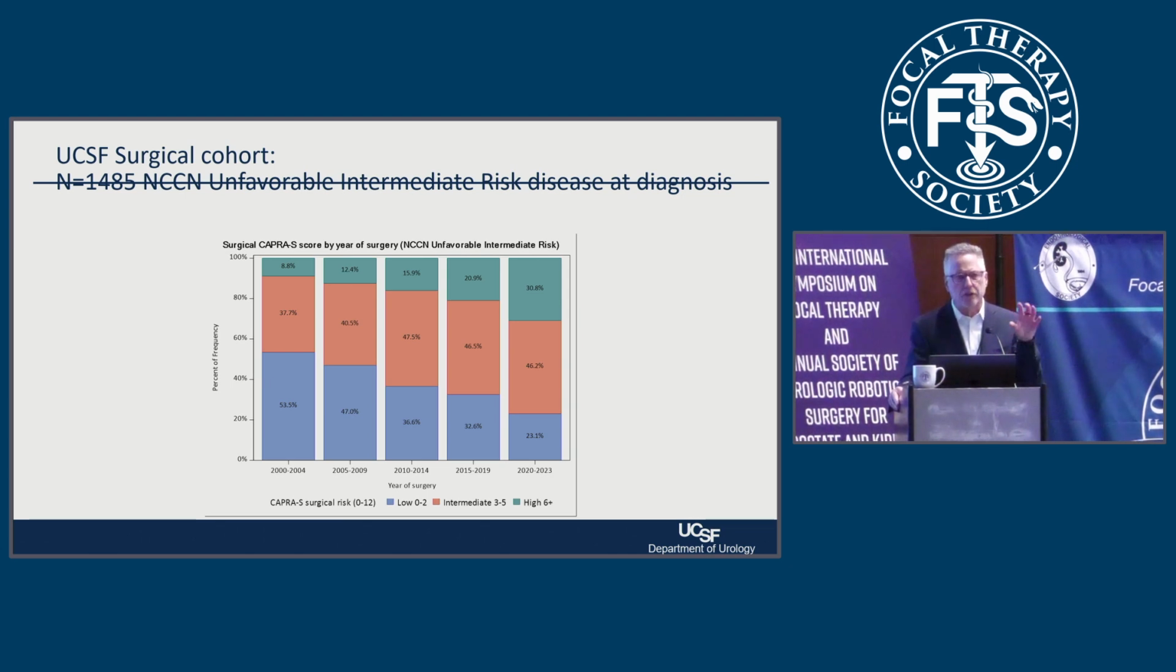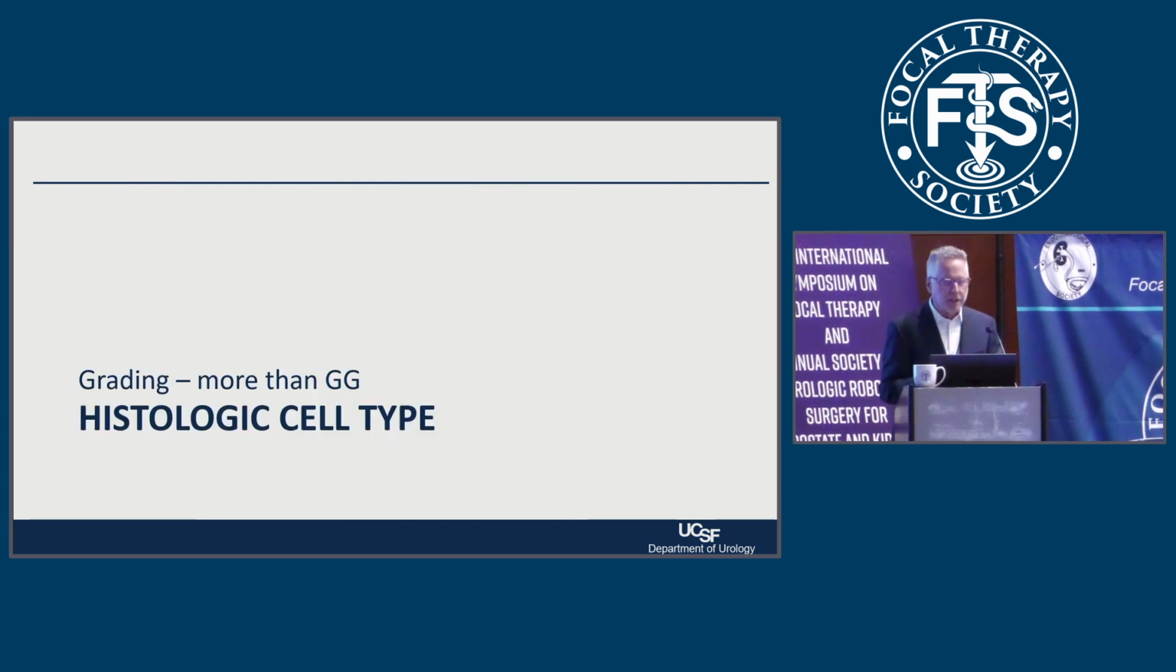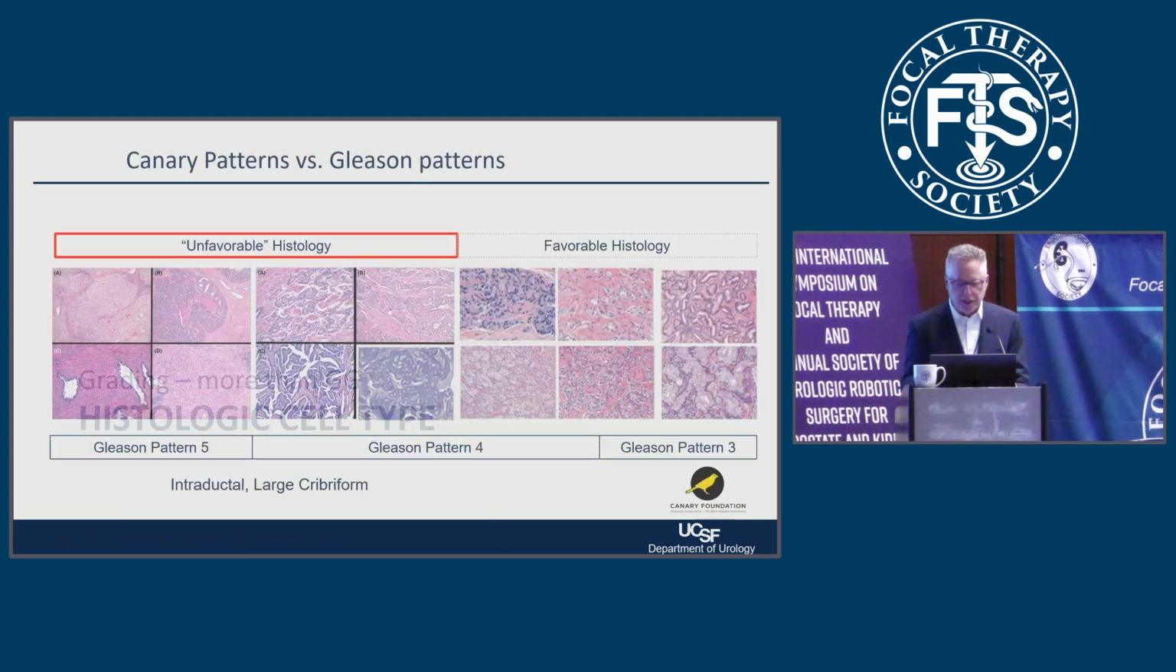Again, I'm just pointing out there are a lot of operational problems with current risk assessment. What you need to take away before I get into AI is this issue of histologic cell type. If your pathologists are not reporting histologic subtype of pattern 4, they need to be because it's very important and predictive. We've talked about unfavorable histology and favorable histology, and it comes down to intraductal or large cribriform. A lot of people talk about cribriform, but small cribriform is borderline histology. So for large cribriform and intraductal, it's very important that your pathologists report on this.